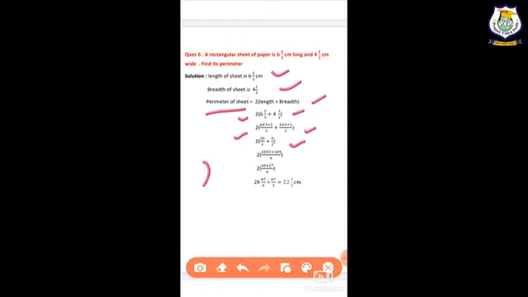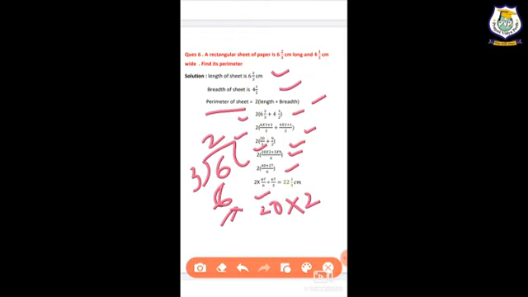6 is divided by 3. How many times? 2 times. So 2 is multiplied in the numerator. It's 20 multiplied by 2. Same, 6 is divided by 2, 3 times, and 3 is multiplied by 9. Now in the next step, 20 into 2 is 40 and 3 into 9 is 27. When we add 40 plus 27, we are getting 67 upon 6.